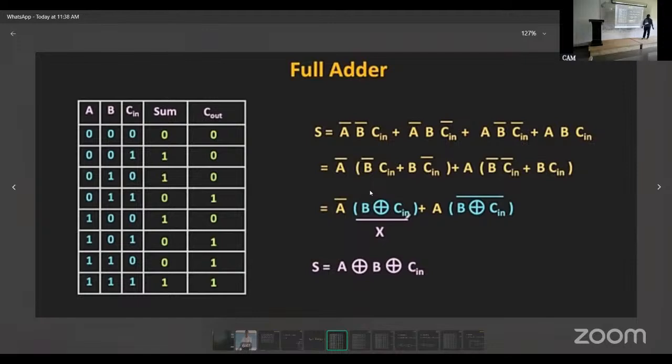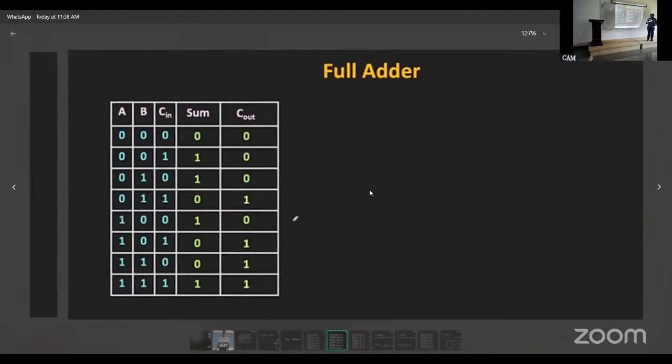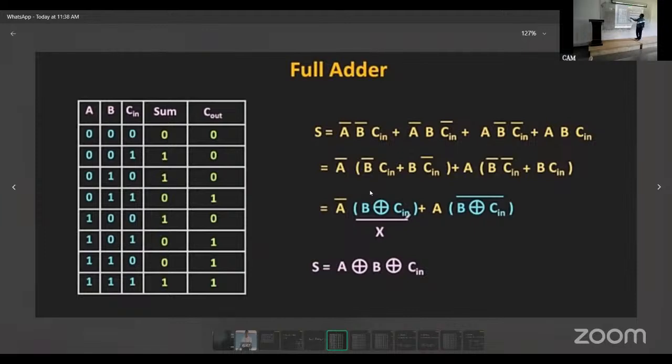Truth table for full adder circuit. Now we have to implement the sum. What is the sum equation? This is the sum equation. What is the carry equation? This is the carry equation. So there are two outputs: one is the sum output, and one is the carry output. So for the sum output, you draw it.